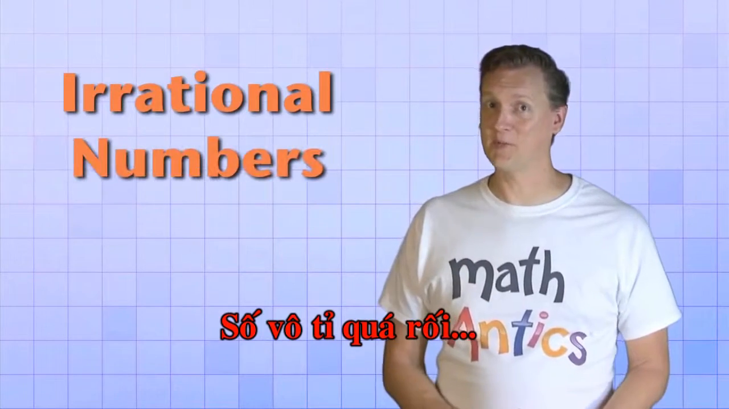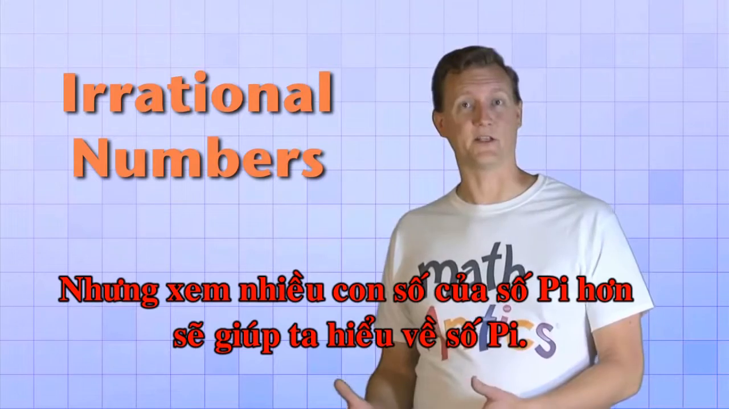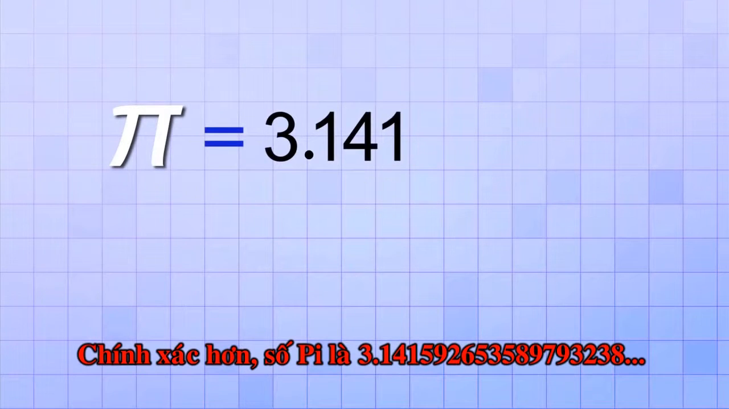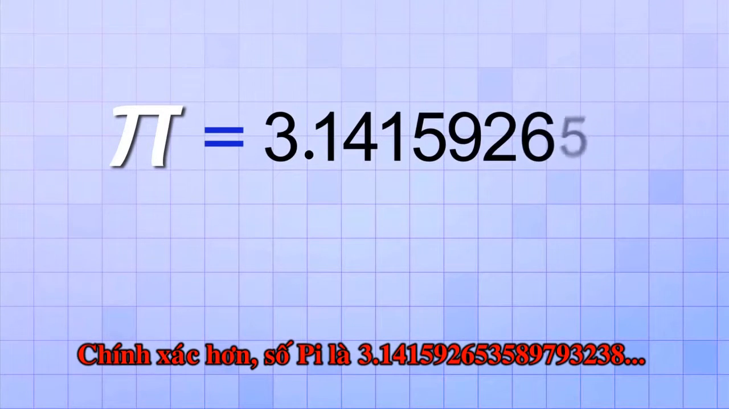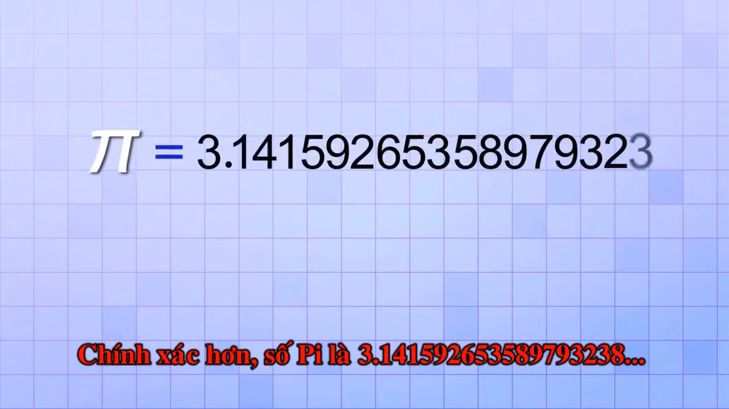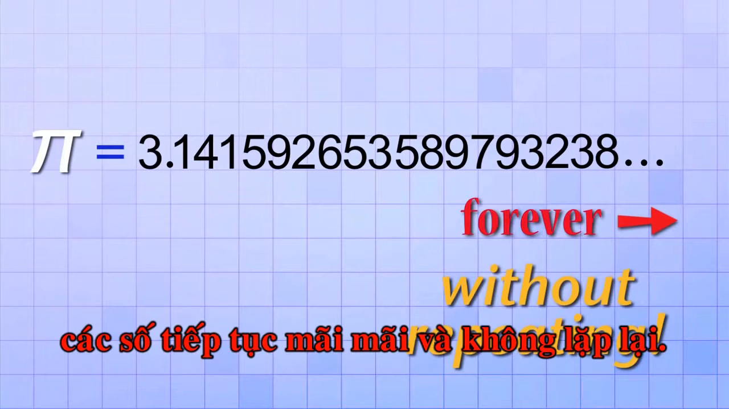Yes, irrational numbers are confusing. But seeing some more of pi's decimal digits will help you understand what I mean. To be more precise, pi is 3.1415926535897932338, and the decimal digits just keep on going, forever, without repeating.